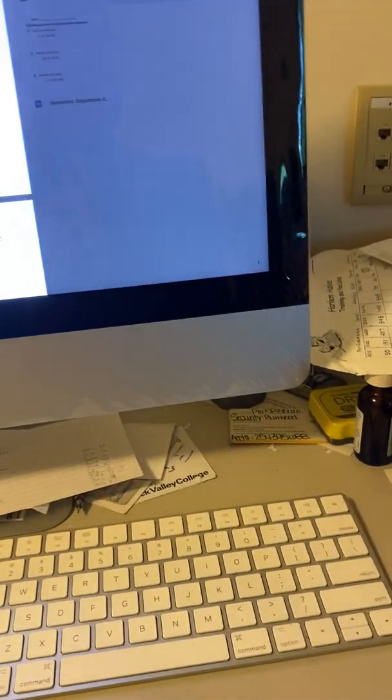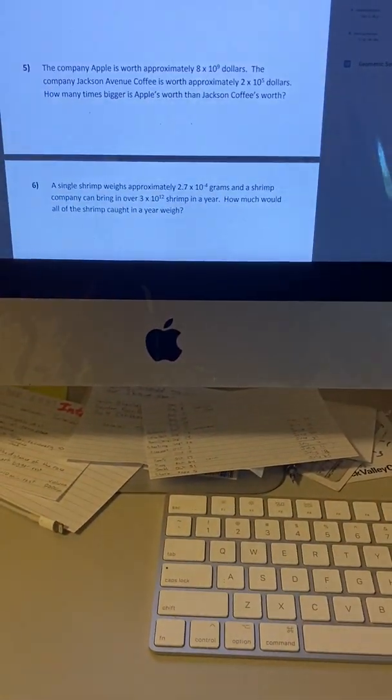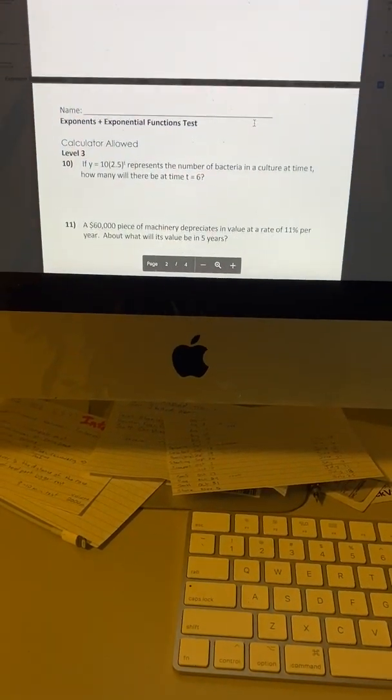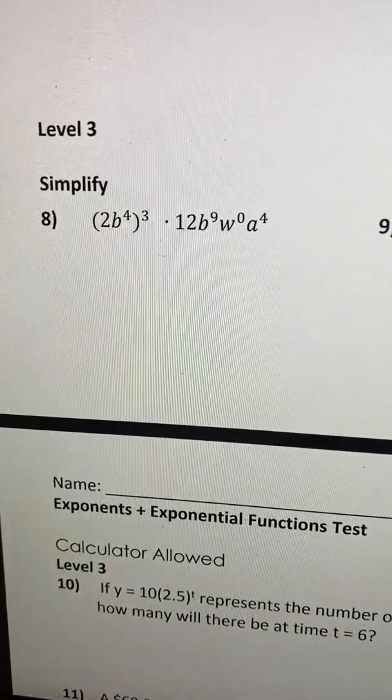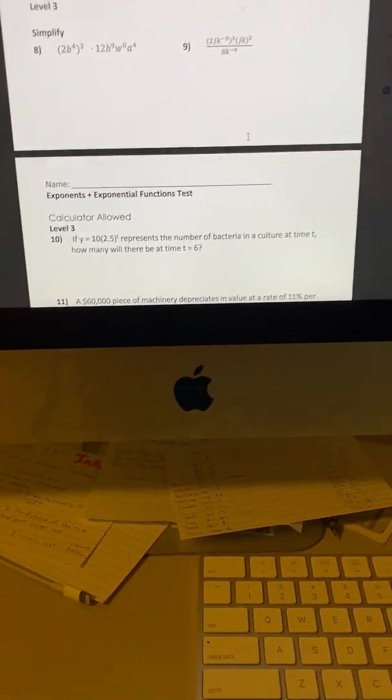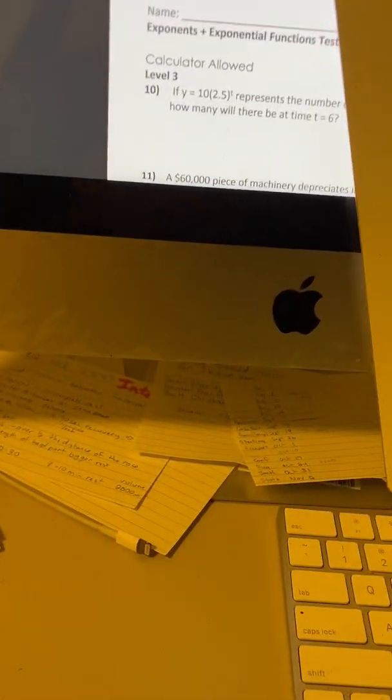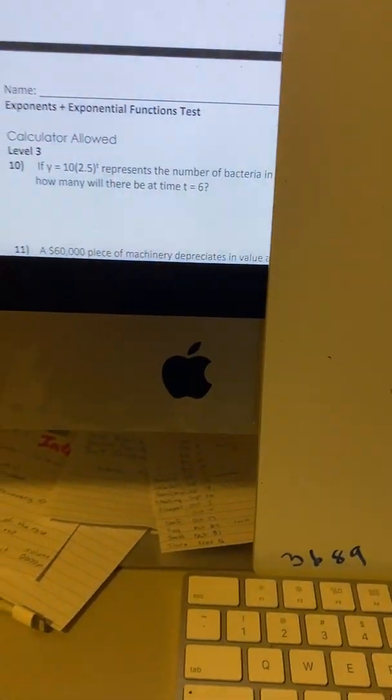Now, on down to numbers 6, 8, and 9. Numbers 8 and 9 are simplifying exponential expressions. Okay, I went over this on the video as well. Okay, the earlier videos. I've got like 3 videos out on this stuff. This is going to be my 4th or 5th.